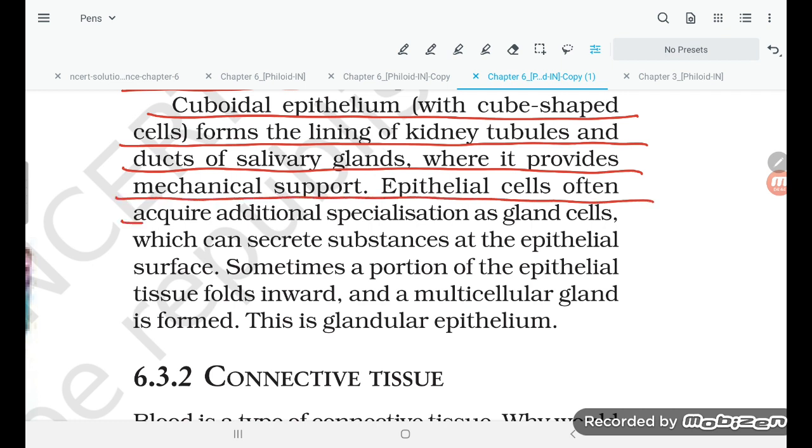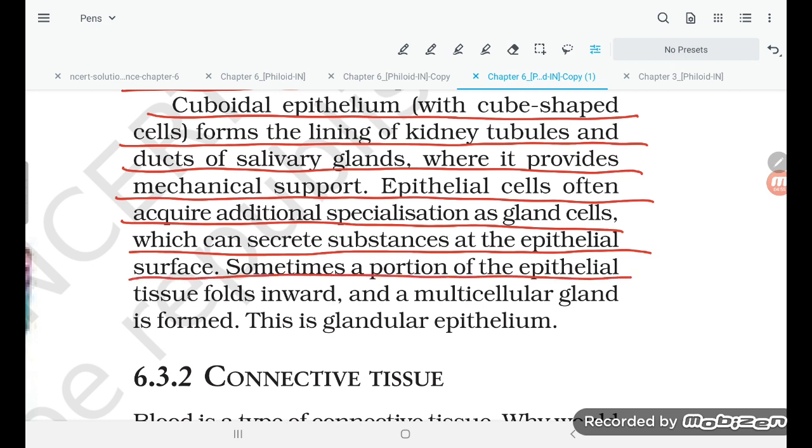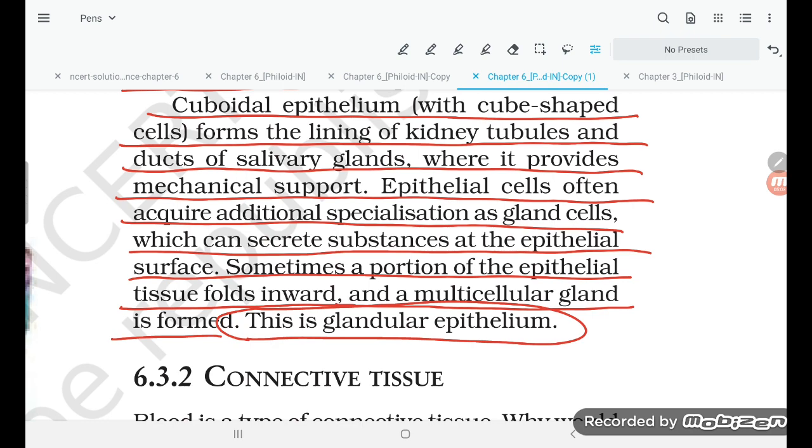Epithelial cells often acquire additional specialization as gland cells, which can secrete substances at the epithelial surface. Sometimes a portion of the epithelial tissue folds inward and a multicellular gland is formed. This is glandular epithelium.